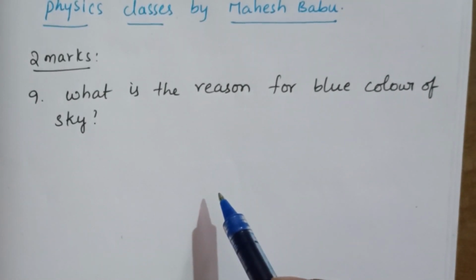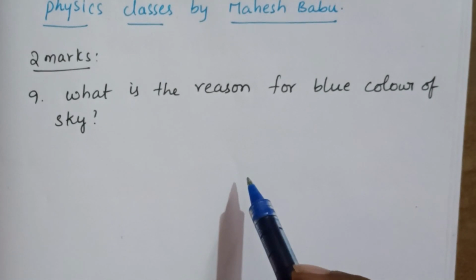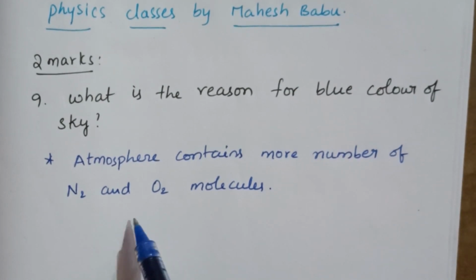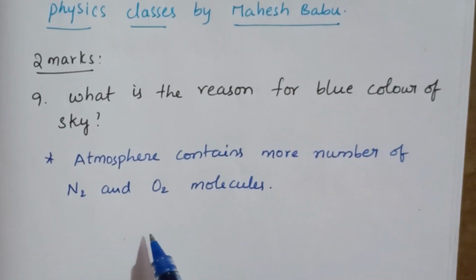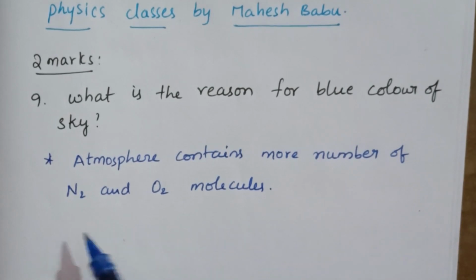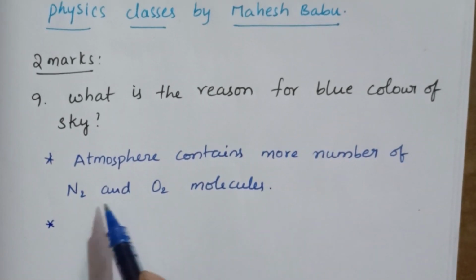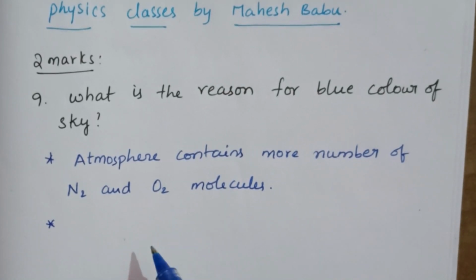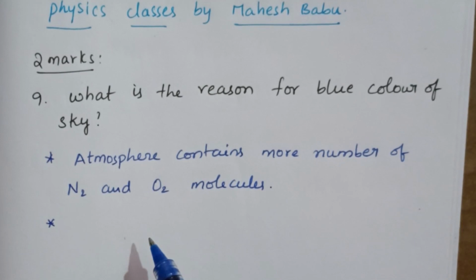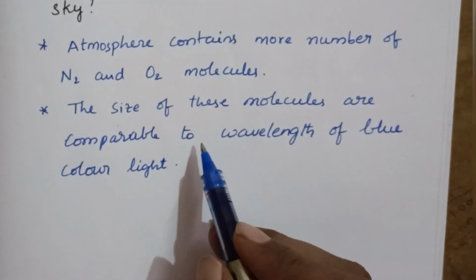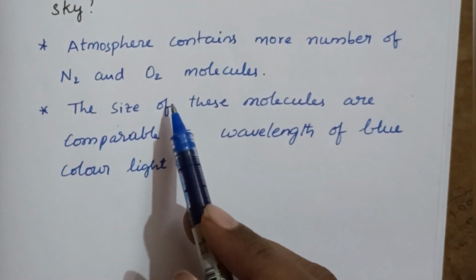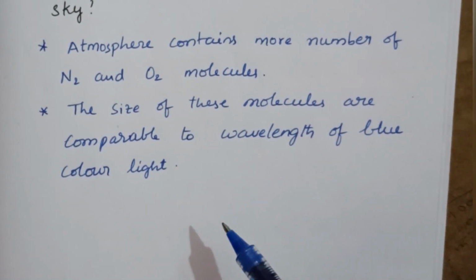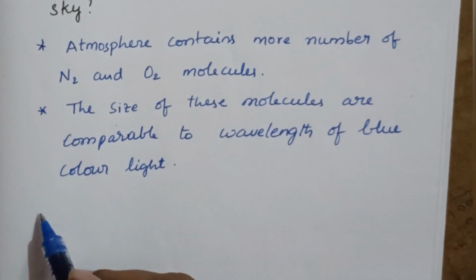If the atmosphere contains a large number of nitrogen and oxygen molecules, N2 and O2 molecules, then the sizes of these molecules are comparable to the wavelength of blue color light. Then what will happen?